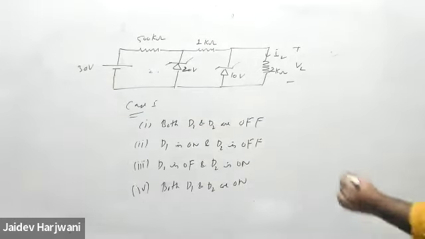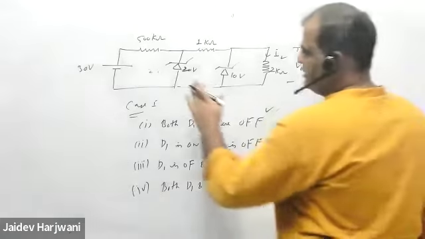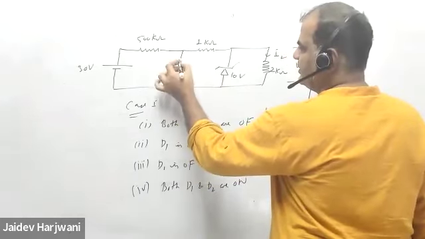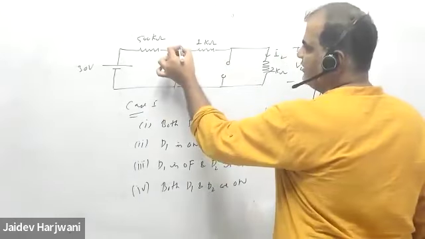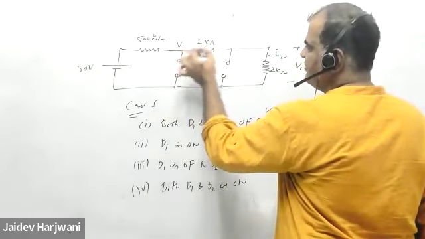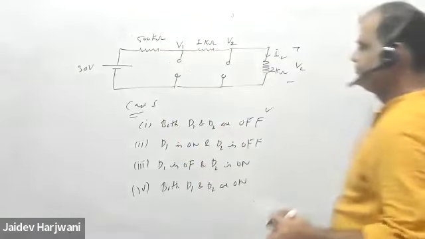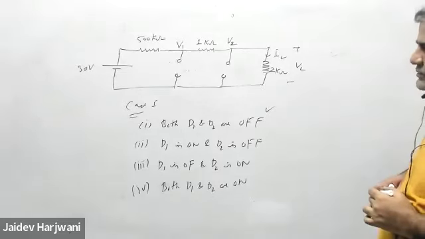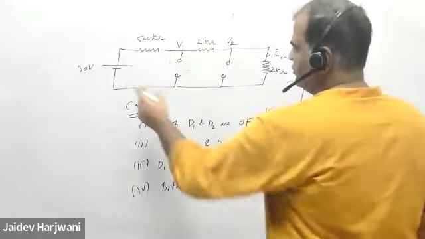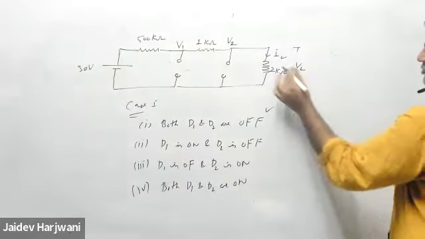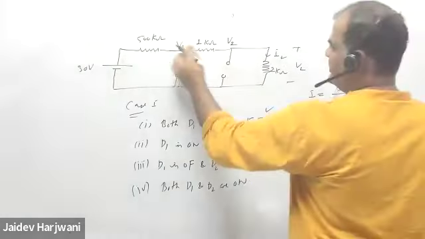I'm checking this one. I will take the first case. Both are off. If both are off, then I can remove this one here. I can make it open, and I can make it open. Now I can find out what is the voltage here. Say V1 and find a voltage V2 here. Tell me now what is V1 and V2. What is the voltage here, and what is the voltage at this point? So the total voltage is 30. You can find the current flowing in the circuit.